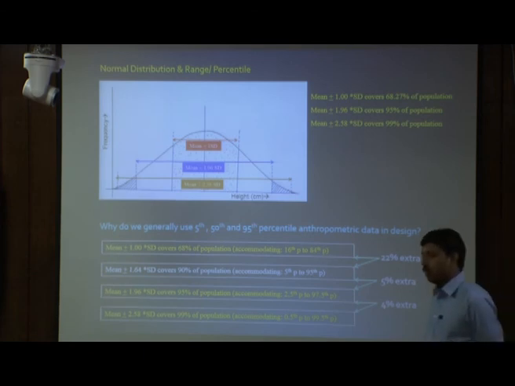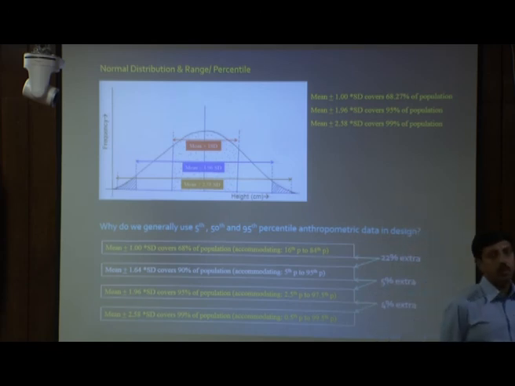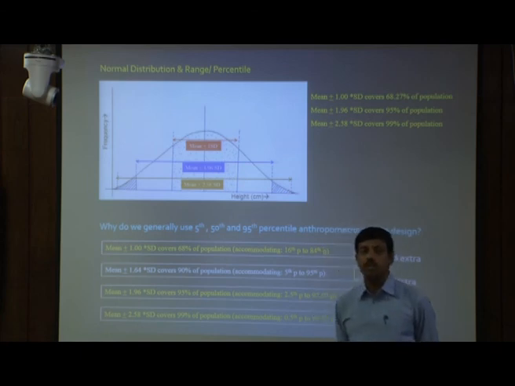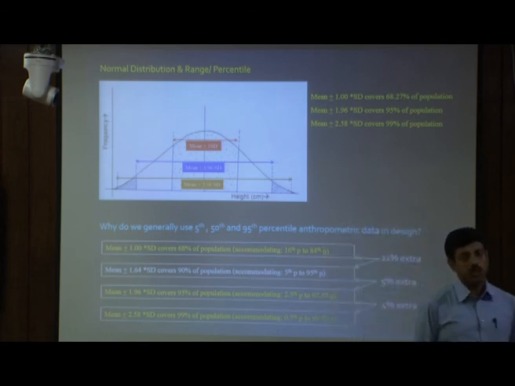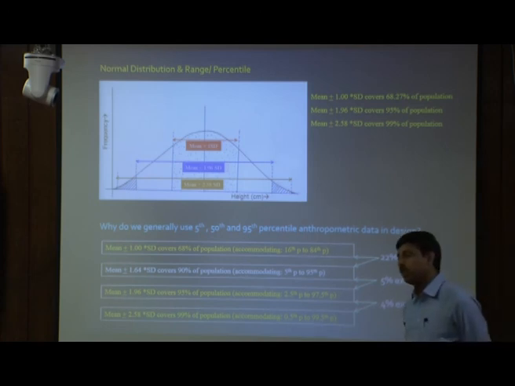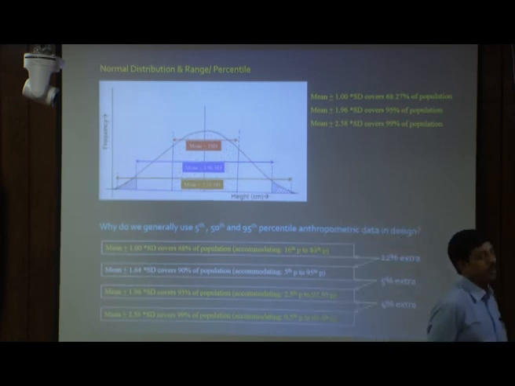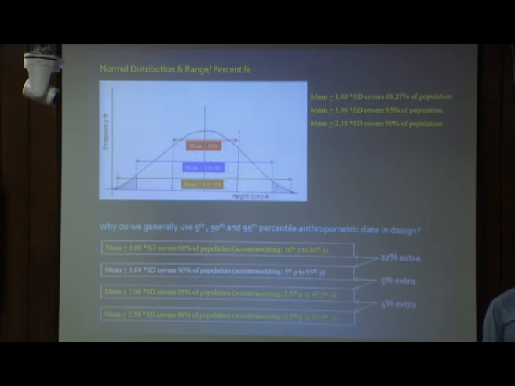For that reason, if we design that bench height according to 50th percentile popliteal height, then obviously students with 50th percentile popliteal height can sit comfortably, and also students with a little bit more popliteal value, say up to 60th percentile or 40th percentile, can also sit with a little bit of discomfort. But if we use 5th percentile popliteal height for designing that bench, then what will happen?